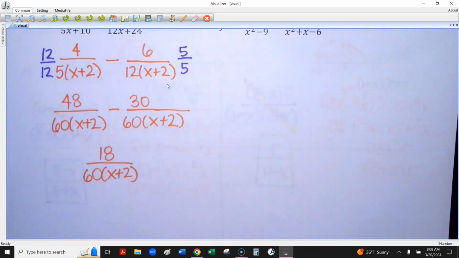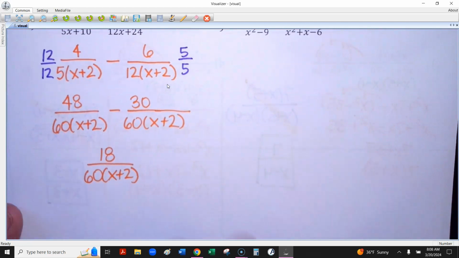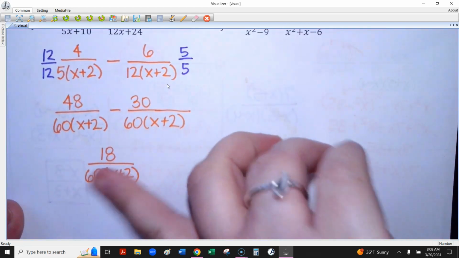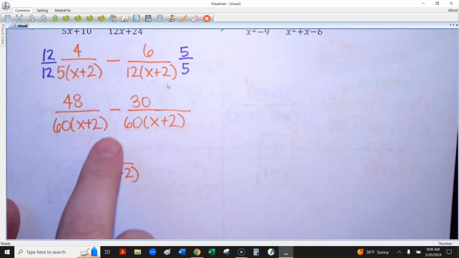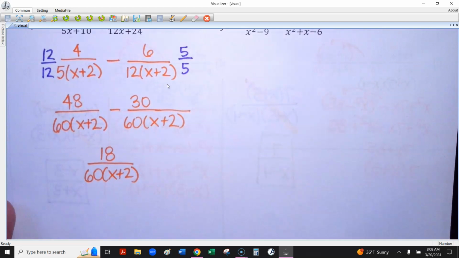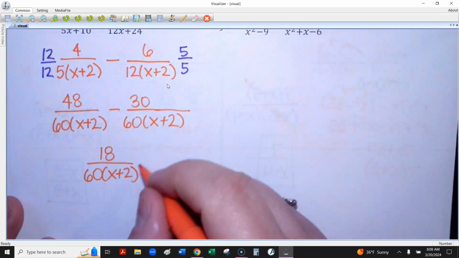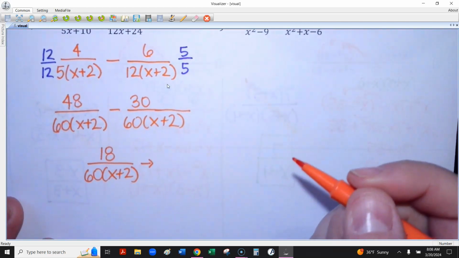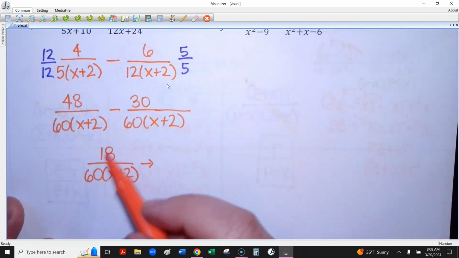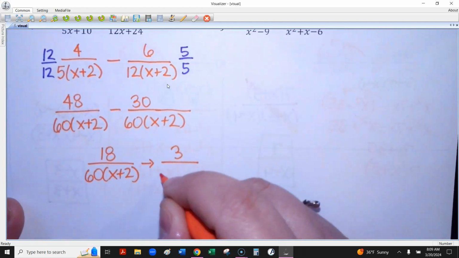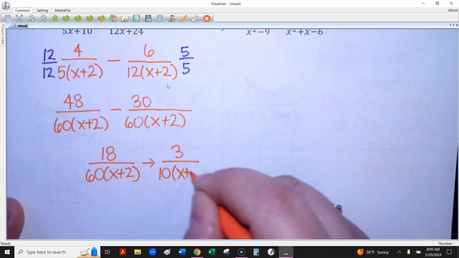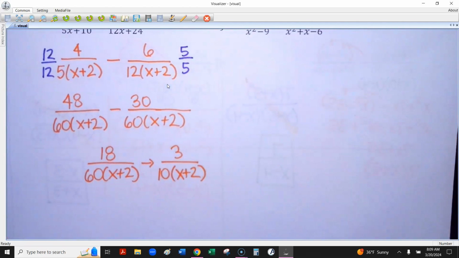And then, totally up to you how you want to do this, but we're not going to do anything with this set of parentheses, but I do have a product on the bottom here. So I can reduce this 18 over 60. Both of those numbers are divisible by 6, which is the biggest number that'll go into both. 18 divided by 6 is 3. 60 divided by 6 is 10. And we're just going to need to keep that x plus 2. And again, go ahead and just leave that in factored form.